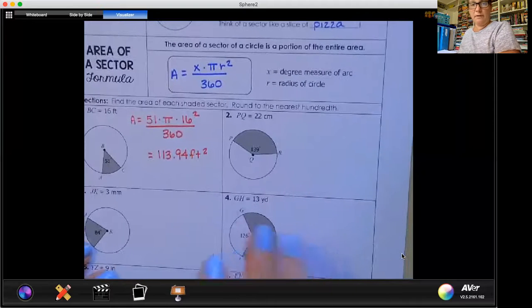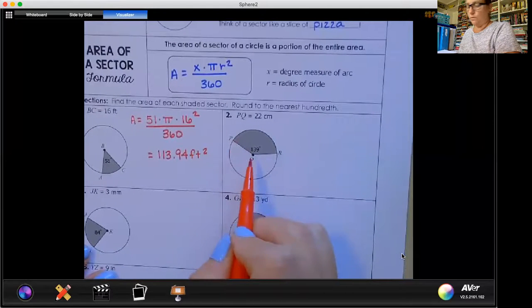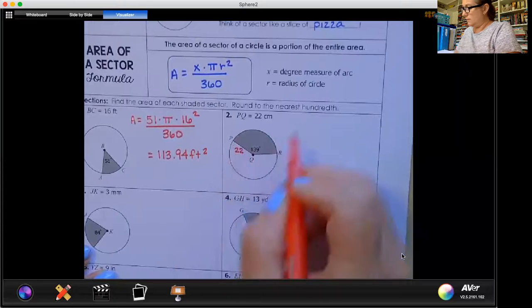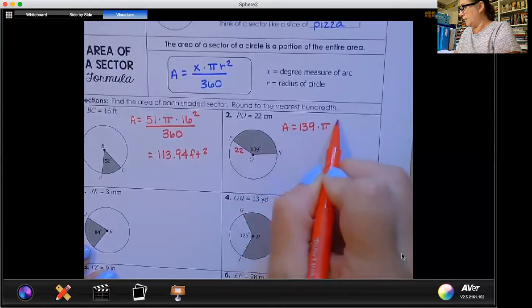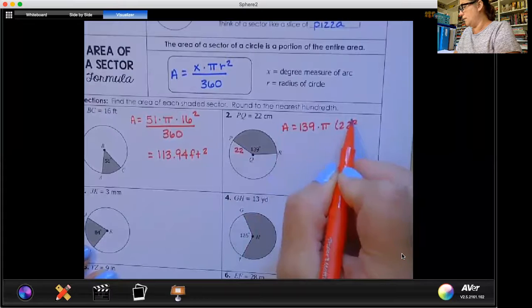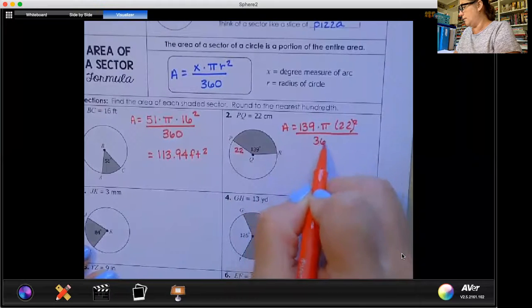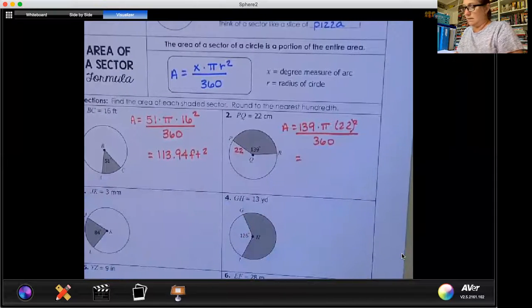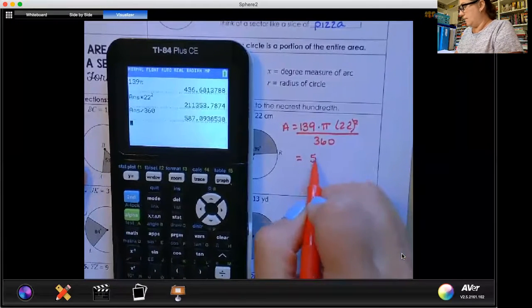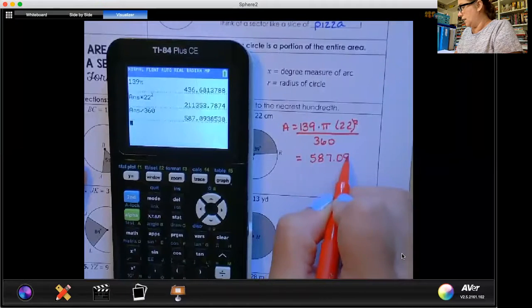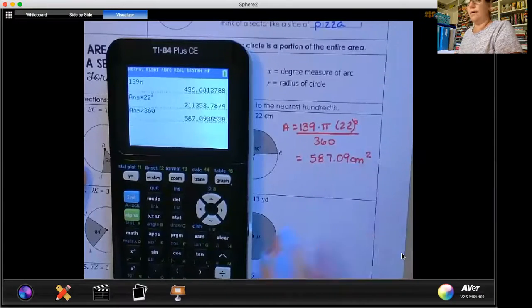And for problem number 2, PQ is our radius. It is 22 centimeters. So area is 139 times pi times 22 squared divided by 360. You need to be practicing this in your calculator. 139 pi times 22 squared divided by 360 is 587.09 centimeters squared.